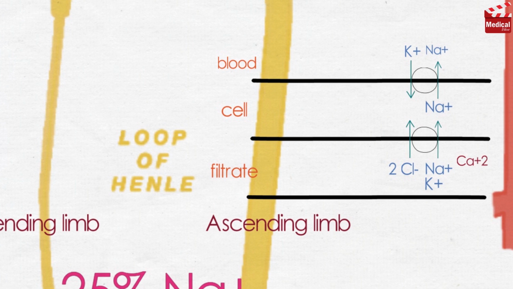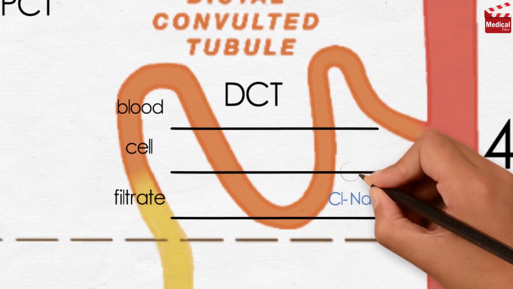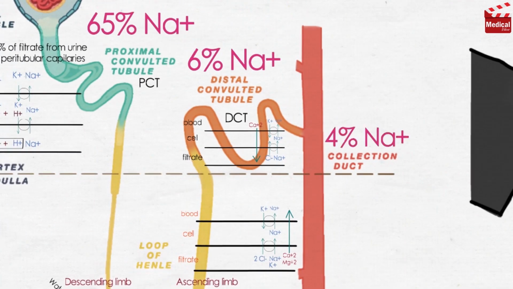Calcium and magnesium pass freely to blood in the same direction as sodium ions. Distal convoluted tubules are responsible for reabsorption of 6% of sodium using the sodium chloride symporter carrier. Then sodium is discharged into the blood through the sodium potassium ATPase pump. Here reabsorption of sodium is associated with secretion of calcium ions from the blood to urine. Collecting tubules are responsible for reabsorption of 4% of sodium.